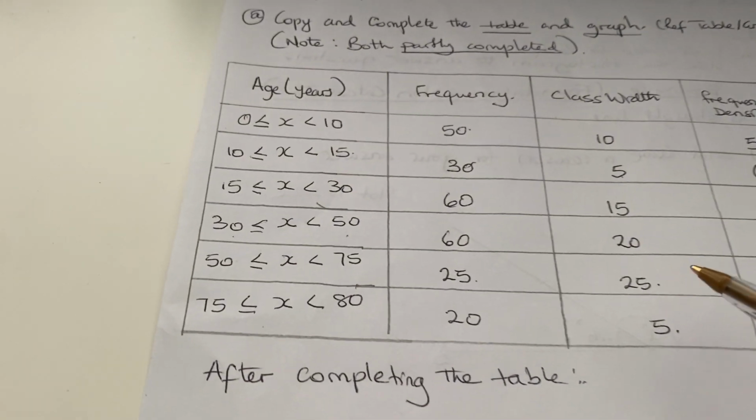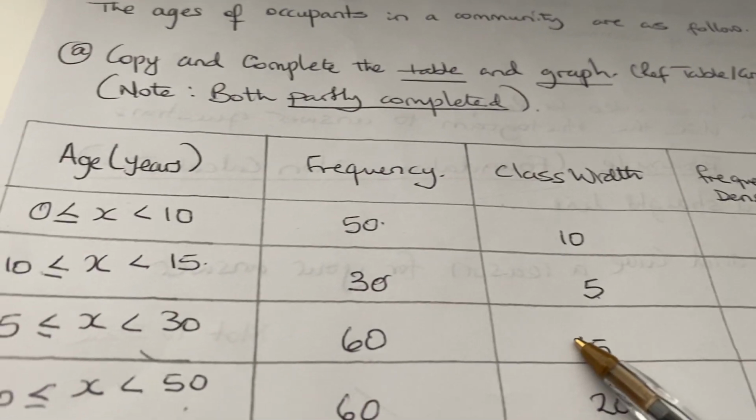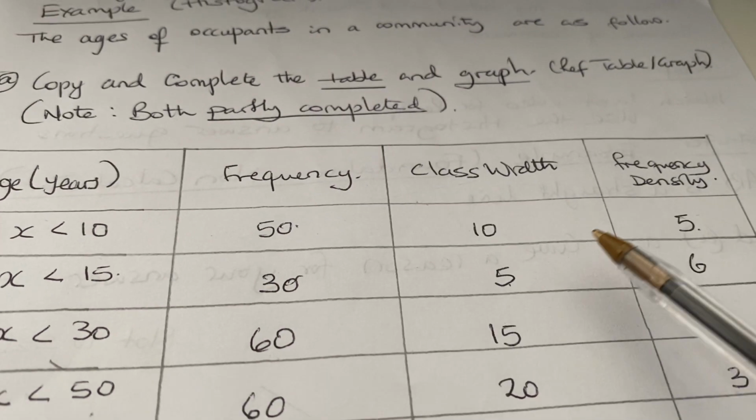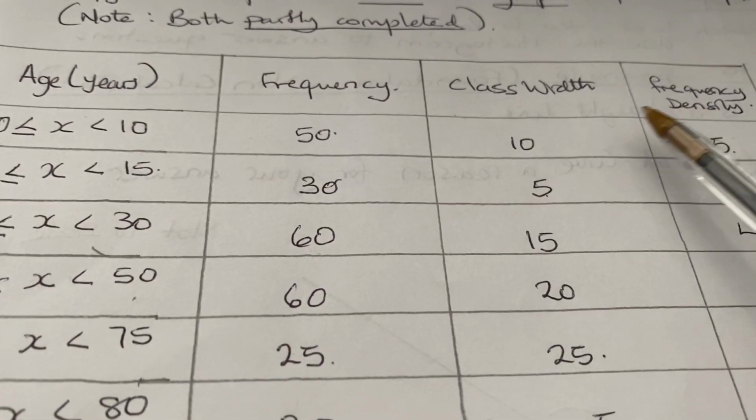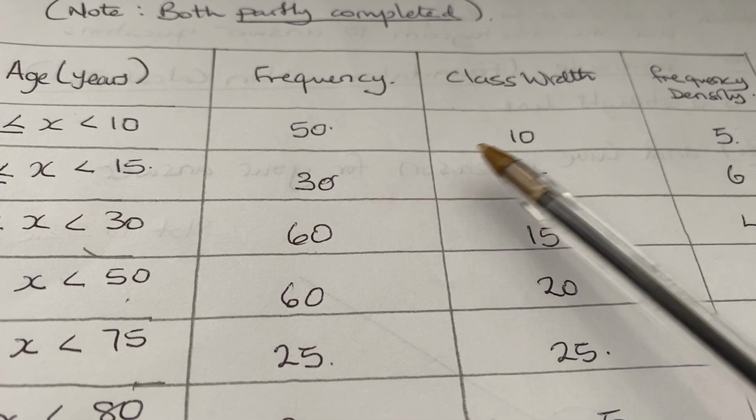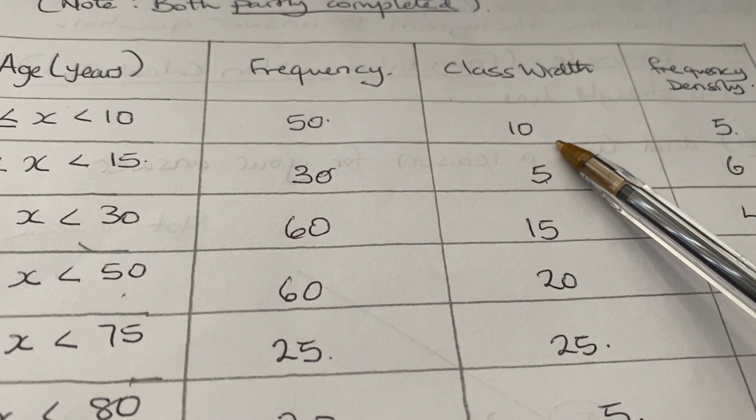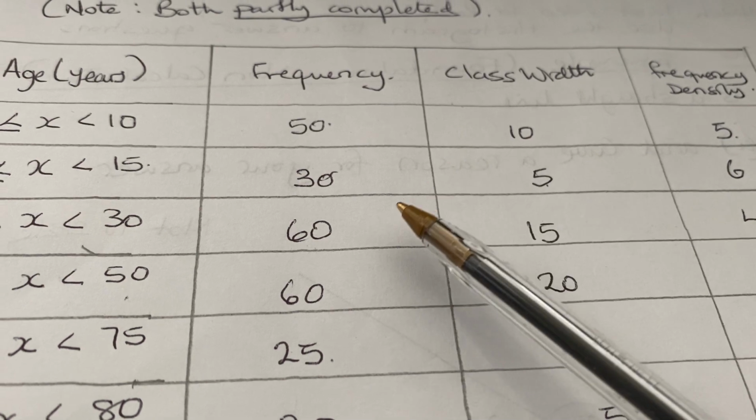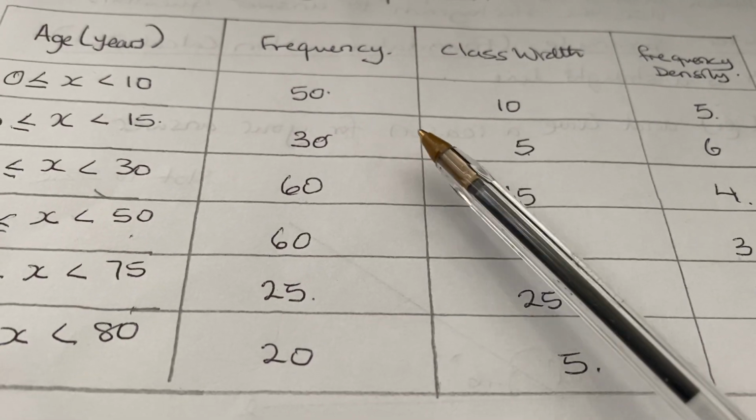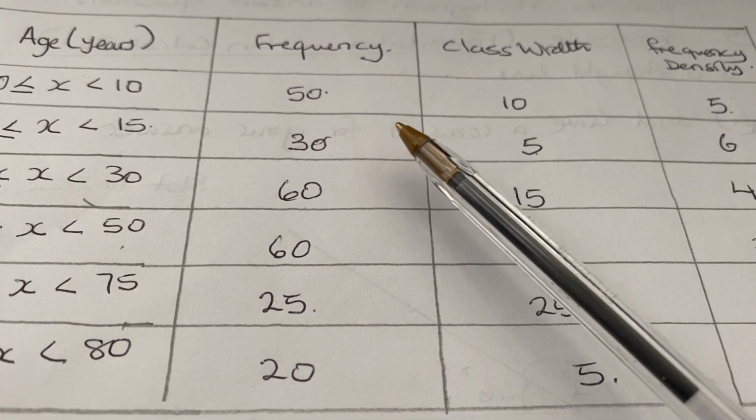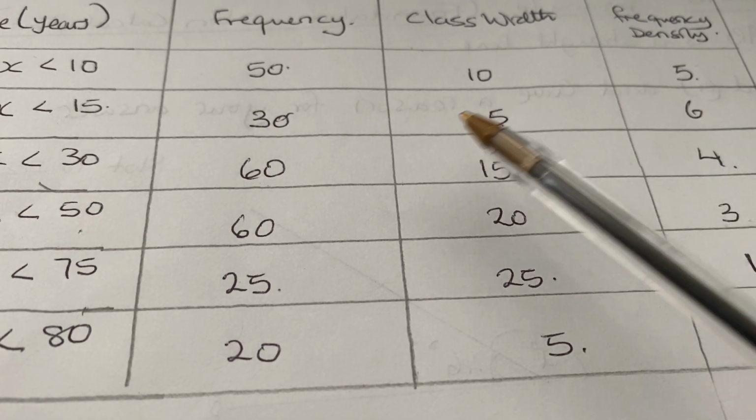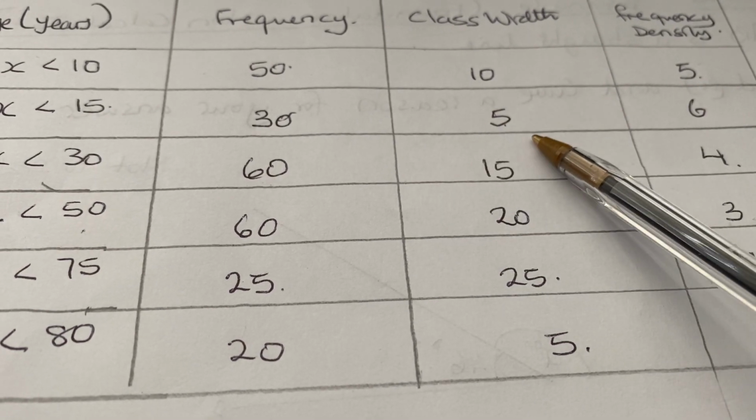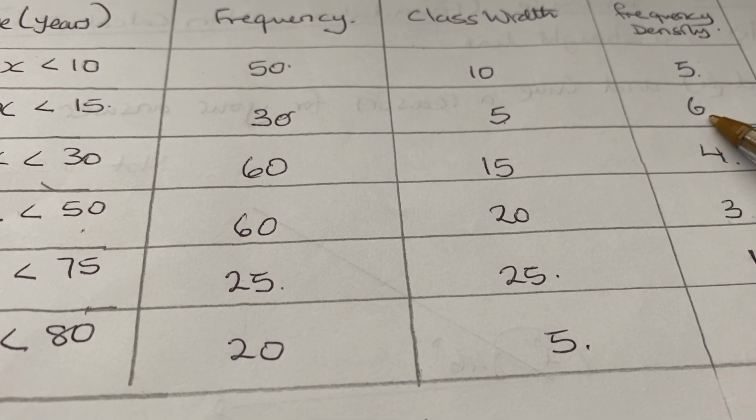Okay, so now I have completed the table. We all know that to get the frequency density is the frequency divided by the class width. So I've done all that. 50 divided by 10 is 5. 30 divided by 5 is 6.